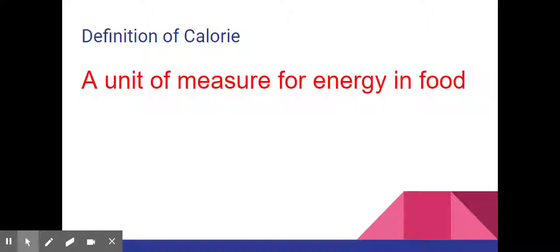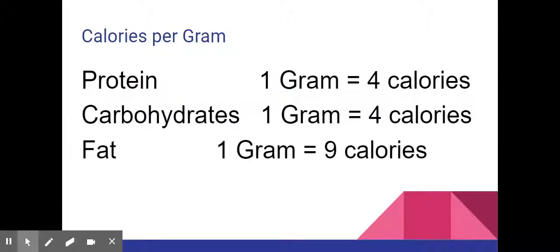Definition of a calorie. It is a unit of measure for energy in food. In other words, you get your energy from the calories in food. Calories per gram. In protein, 1 gram equals 4 calories. In carbohydrates, 1 gram equals 4 calories. And in fats, 1 gram equals 9 calories.